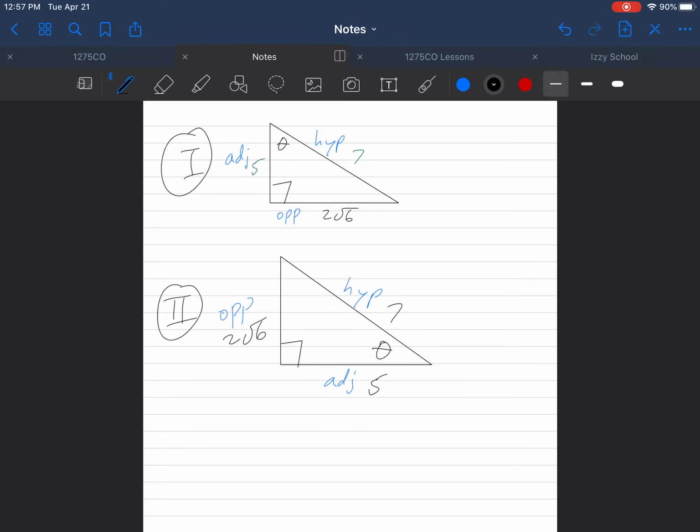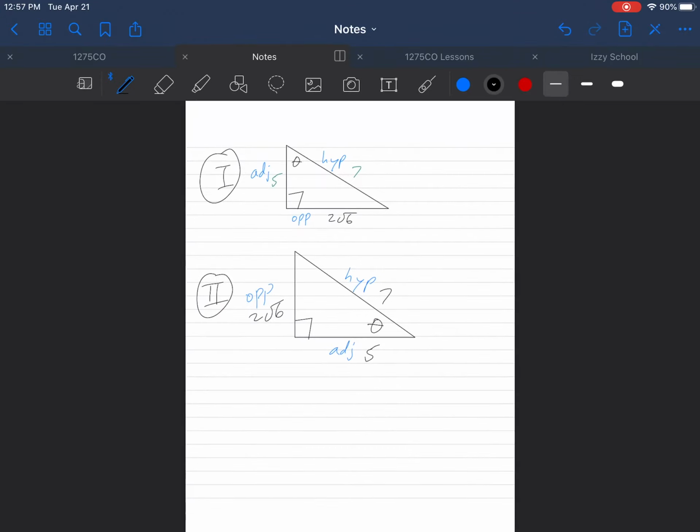So make sure that you are following those rules. Make sure that you are taking into account the information that you're given in order to determine which measures stay the same and which measures move according with opposite and adjacent.